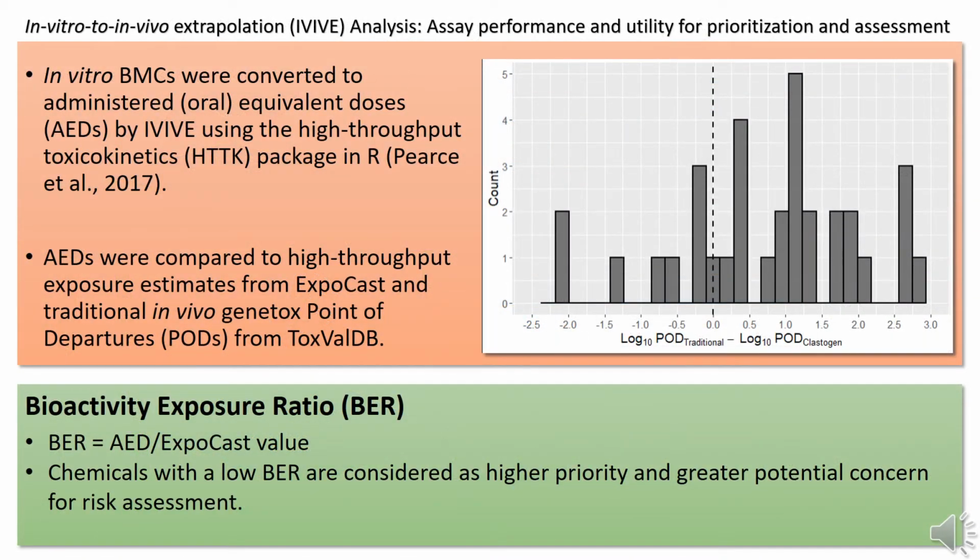We performed IVIVE analysis to convert the BMDs to oral administered equivalent doses using the HTTK package in R. AEDs were compared to exposure estimates and traditional genotox PODs. This histogram shows that the majority of the positive clastogens have an AED value lower than the traditional genotox POD. We can prioritize chemicals for further evaluations by computing the bioactivity exposure ratio, or the BER. A lower BER is considered as having a greater potential concern for risk assessment.